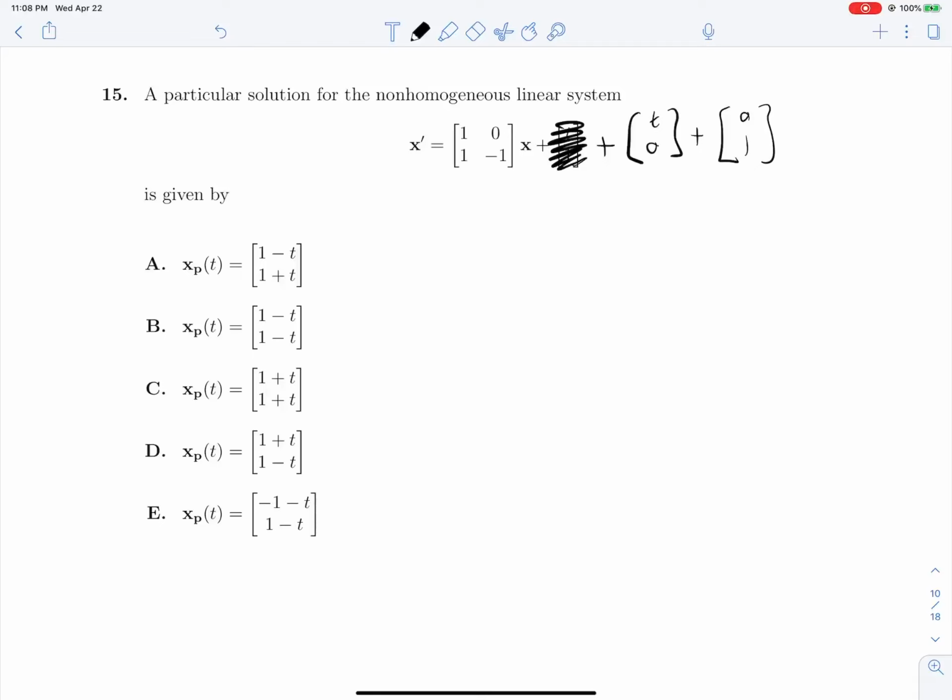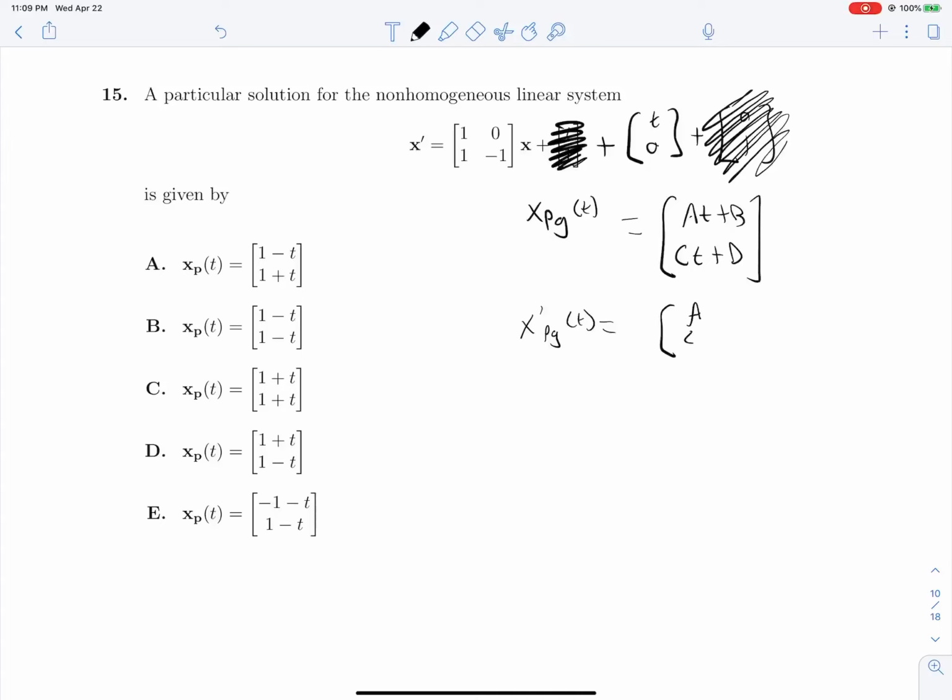So our guess for x particular, ignoring the existence of this thing, will have to be at plus b, and then ct plus d, because remember we have to expand this t into some constant times t plus another constant. That also has to potentially be the case on the other line, even though we have a 0 in that second row. So if this is x_p, x prime p of t will be a, c.